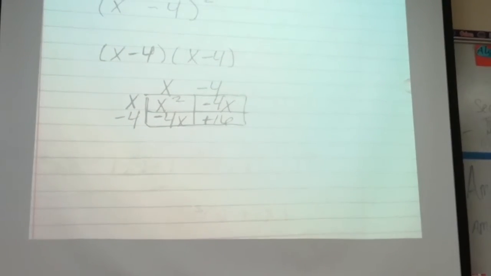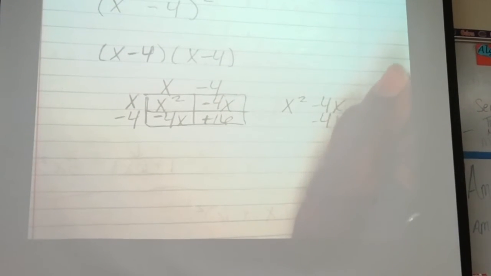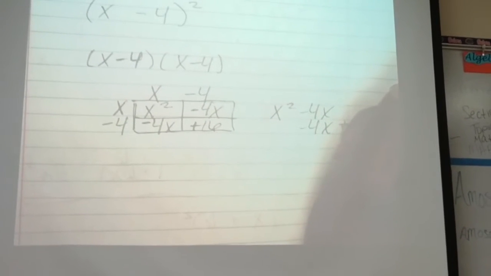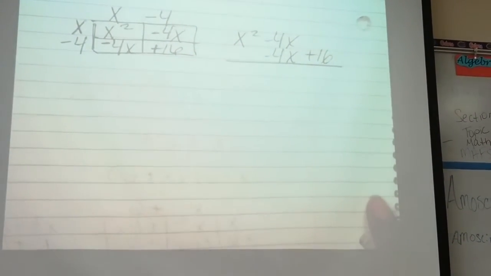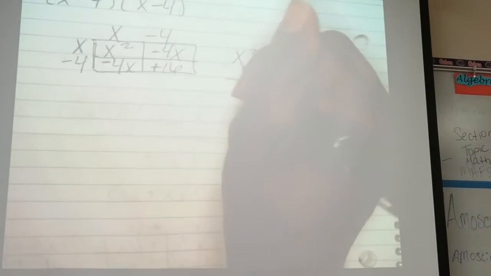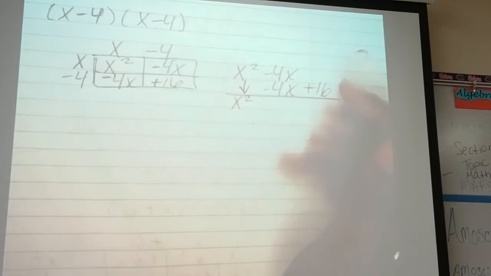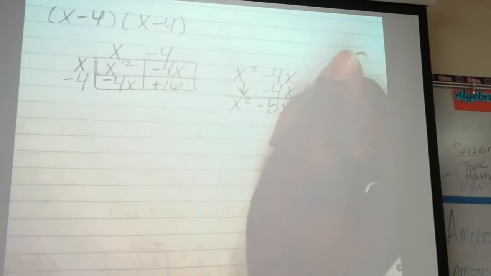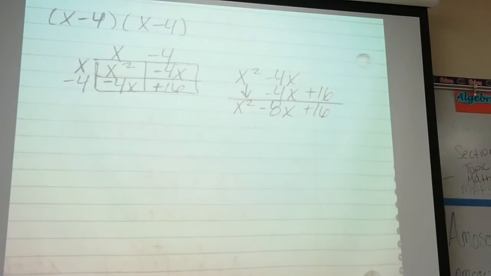All right, so now let's bring it over and line it up. X squared cannot be combined with anything else, so let's bring it down. Negative 4 minus 4 is negative 8x. And then we add on positive 16.